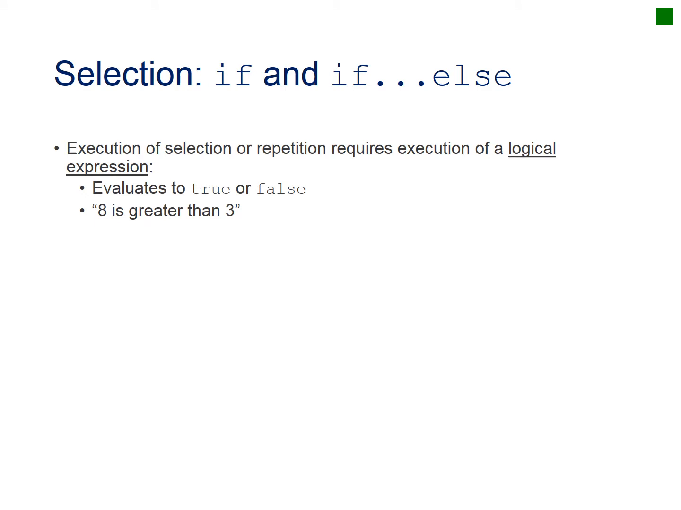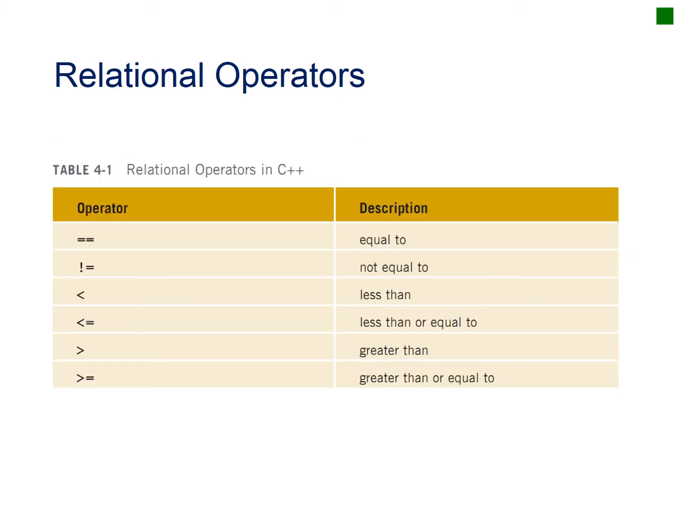It is important to note that the execution of the selection or repetition requires evaluation of a logical expression. For example, the expression 8 is greater than 3 evaluates to true or false. Relational operators allow us to perform evaluations of our variables in statements. In C++, there are many relational operators for us to use. Table 4-1 provides a listing.